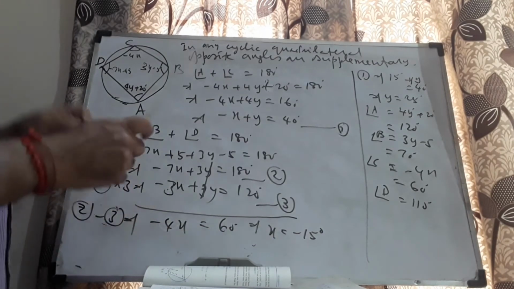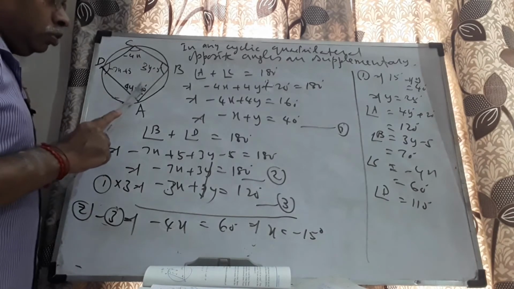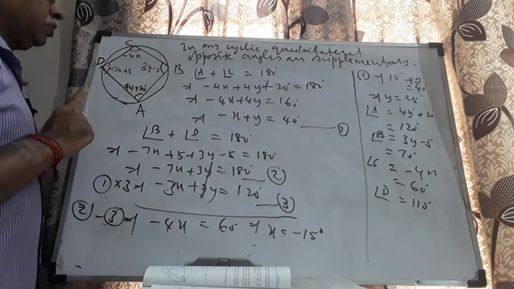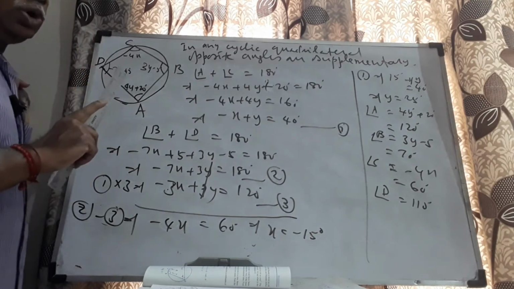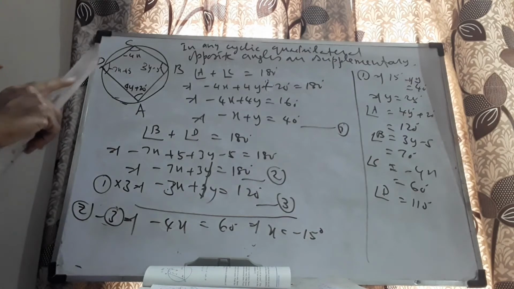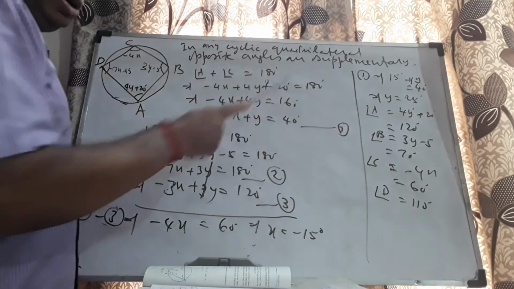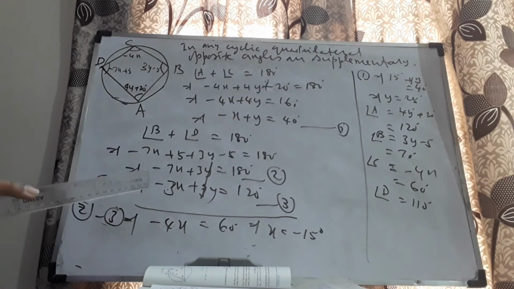Let me explain the whole lot. In cyclic quadrilateral ABCD, angle A is 4y plus 20 degrees, angle B is 3y minus 5, angle C is minus 4x, angle D is minus 7x plus 5. I need to find the 4 angles of the quadrilateral. In any cyclic quadrilateral, opposite angles are supplementary. Supplementary means the sum of the angles is 180 degrees. That is the meaning.